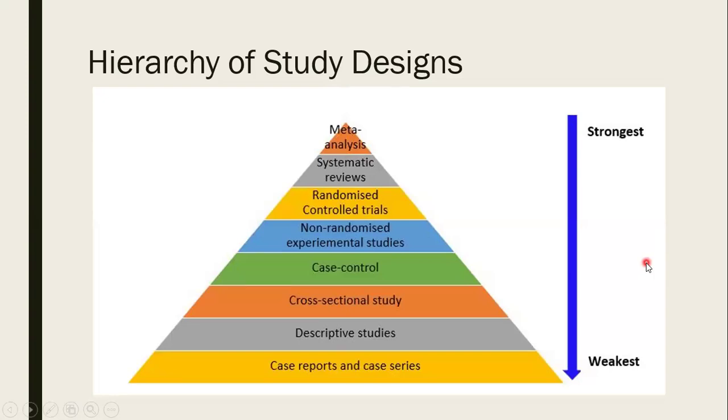Now let's understand the hierarchy of study designs. It's crucial in the systematic reviews. This hierarchy determines the strength of evidence based on the study design. As you can see, the meta-analysis and systematic reviews are at the top, which provide the strongest evidence. If we go down to the bottom, we see the weakest evidence for the study designs, which include case report and case series.